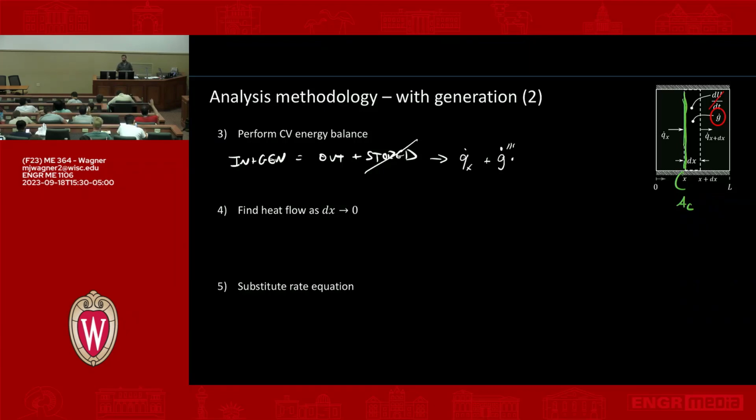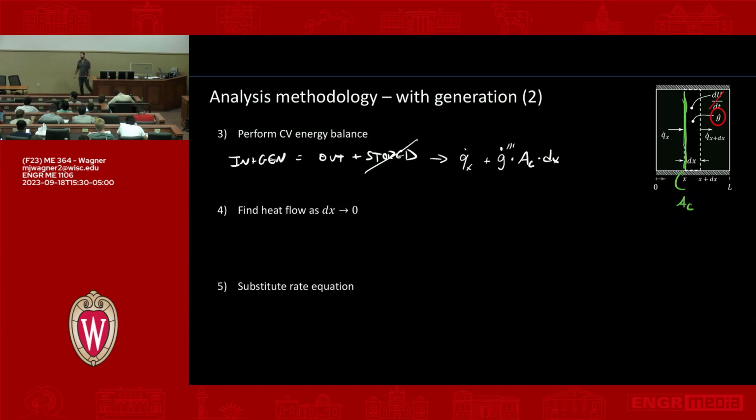So the answer is A_c times dx. When I write it down, it's obvious, but it's subtle. There's a differential volume that goes with this. A_c is a constant. dx is differentially small. You have to keep track of that dx because it becomes really important in future steps.